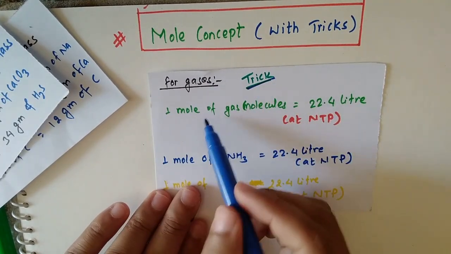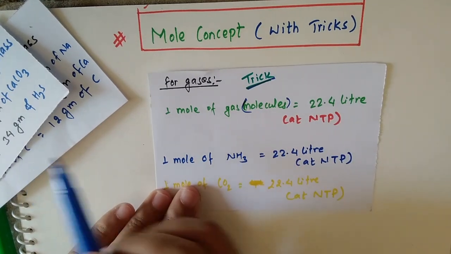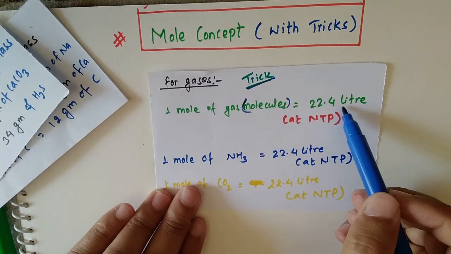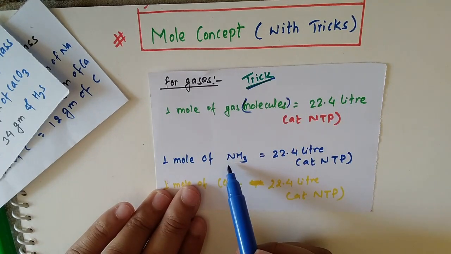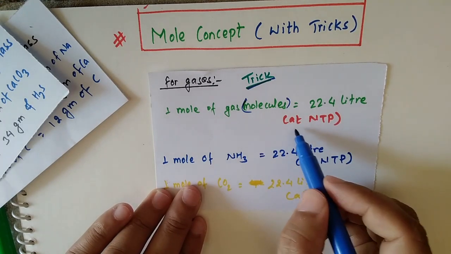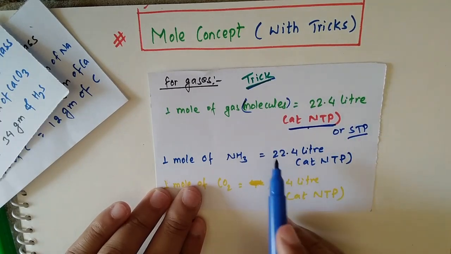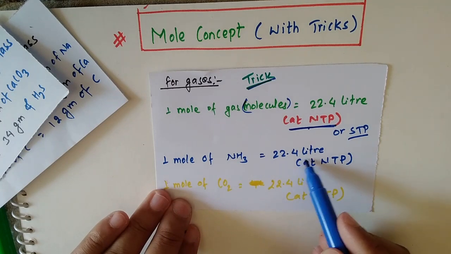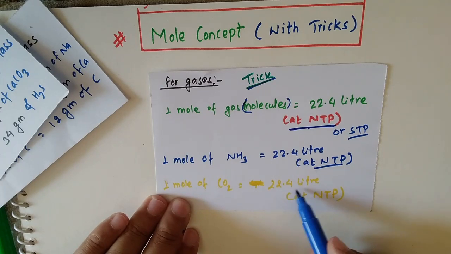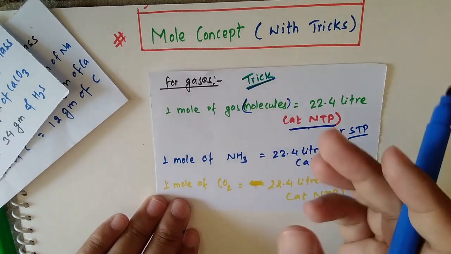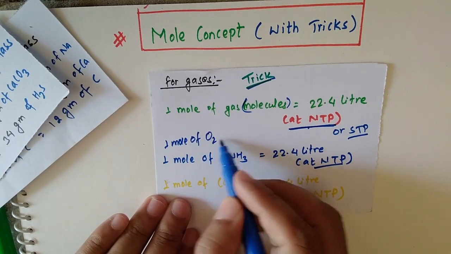And for gases, the trick to remember is: 1 mole of gas, that is molecules, equals 22.4 liter. Here mole is related with the volume. 1 mole of gas equals 22.4 liter. You can take any gas, but the conditions will be NTP or STP. 1 mole of ammonia equals 22.4 liter at NTP or STP. 1 mole of CO2, carbon dioxide, equals 22.4 liter. You can take every gas, like 1 mole of oxygen. 1 mole of O2 means how many liter?